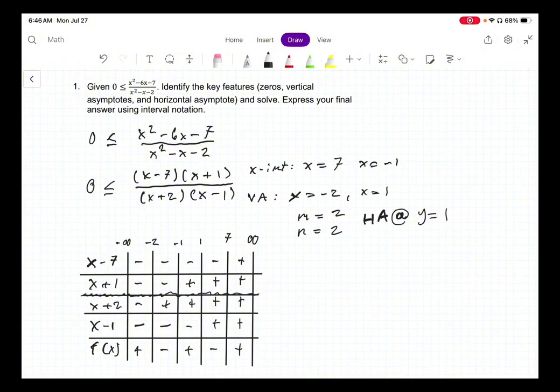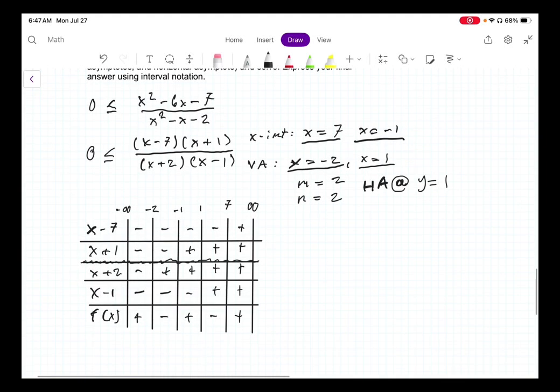And now that this is factored, we can easily solve for the x-intercepts and vertical asymptotes. Earlier, I was saying that to solve for the x-intercepts and vertical asymptotes, you're just going to set each term equal to 0 and solve for x. So solving for x minus 7, you're going to get x is equal to 7. For x plus 1, you're going to get x is equal to negative 1. For x plus 2, you're going to get x is equal to negative 2. For x minus 1, you're going to get x is equal to 1.